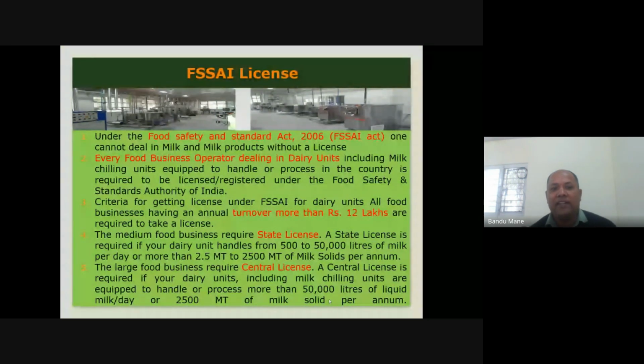However, if your milk processing plant is a large food business, then you have to apply for the central FSSAI license. A central license is needed for dairies, including milk chilling, equipped to handle or process more than 50,000 liters of liquid milk per day, or 2,500 metric tons of milk solids per annum. And these are the compulsory licenses required to start any food business, including dairy.